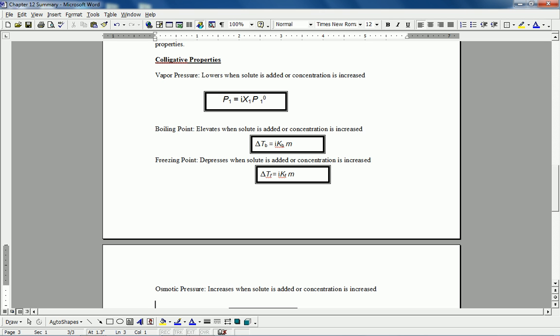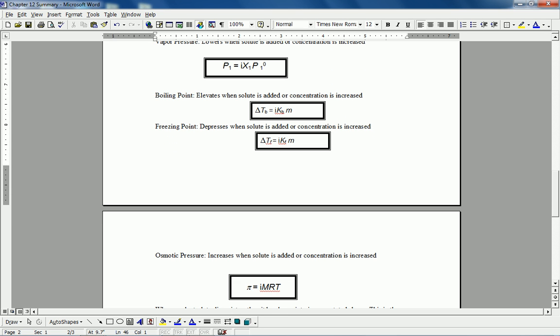Our 4 colligative properties you can see now on the screen, which are vapor pressure, boiling point, freezing point, and osmotic pressure. You should know what the colligative properties are and what happens to a pure solvent, such as water all by itself. What would happen to water's vapor pressure, or its boiling point, or its freezing point, or its osmotic pressure if you added a solute, meaning you increase its concentration? Well, vapor pressure gets lowered, boiling point gets elevated, and freezing point gets depressed. Osmotic pressure increases.